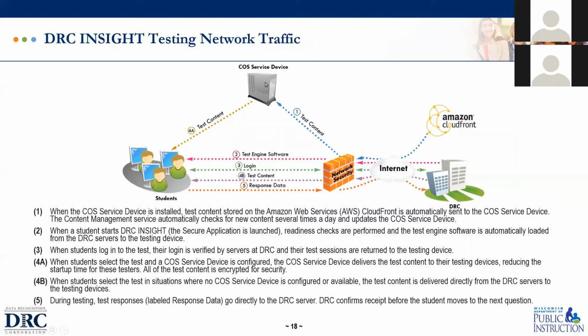So as you're building out COS service devices before a test, that content is coming from DRC's content distribution network. We use Amazon CloudFront, and that'll be going through your firewall and being loaded up to the COS service devices wherever you have those located. Once a student starts testing, so that's when they launch the DRC Insight Secure application from their device, we will automatically download the test engine software from DRC. So you need that internet connection once the student starts the test, and that's going to be about 2 meg coming down.